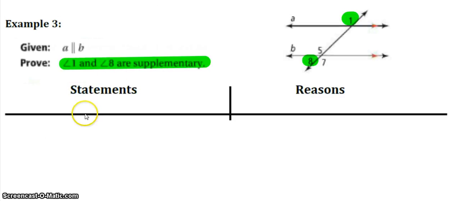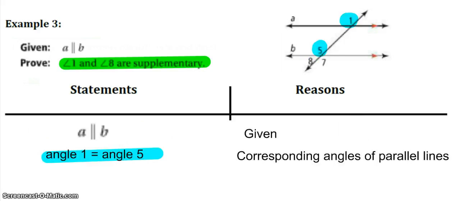So example 3 here wants us to prove that angles 1 and 8 are supplementary when our given is that A is parallel to B, and then we have a transversal cutting both of them. So go ahead, start setting up your 2-column proof. We want to have a reason to support every statement, and we always start with the given. So I'm going to start this proof by stating that angle 1 is equal to angle 5, and that would be because they are corresponding angles of parallel lines. Both on top of the parallel lines to the left of the transversal.